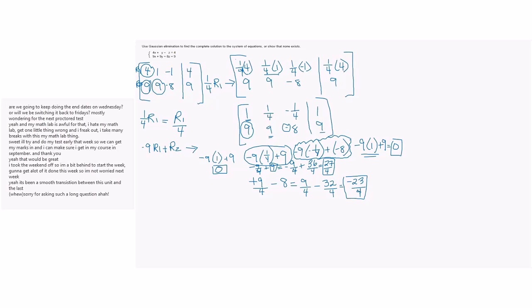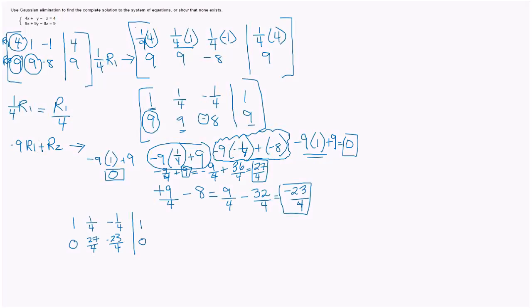So now that I have my second row of numbers, because this is so awfully written, I'm just going to write out what my new matrix looks like. New matrix, 4th to 1, and then I said that I now have 0 in that position. I have 27 over 4, and then I have negative 23 over 4, and then I have a 0 there.